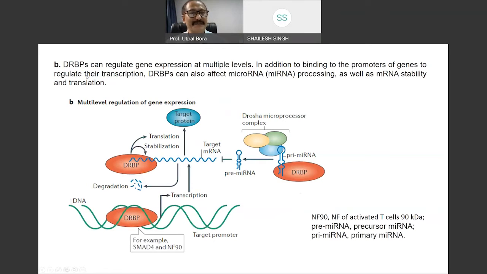So secondly, these DRBPs regulate gene expression at multiple levels. In addition to binding to the promoters of genes to regulate transcription, the DRBPs can also affect microRNA processing, as well as mRNA stability and translation. So, as in the first case where it does some very simple job, here you can see it actually is involved in multiple and multi-level operations.